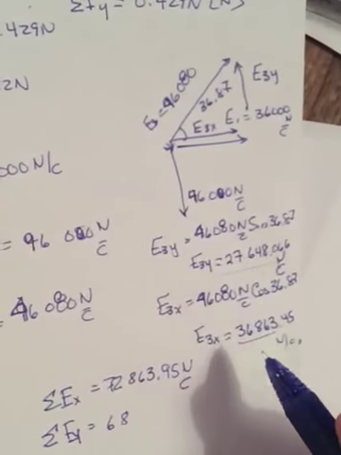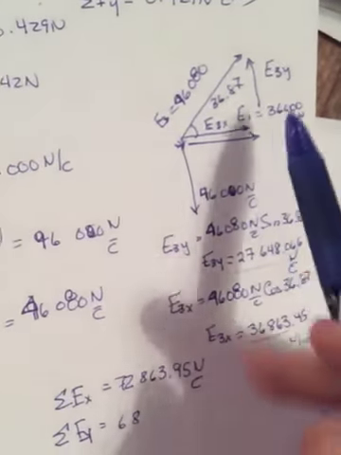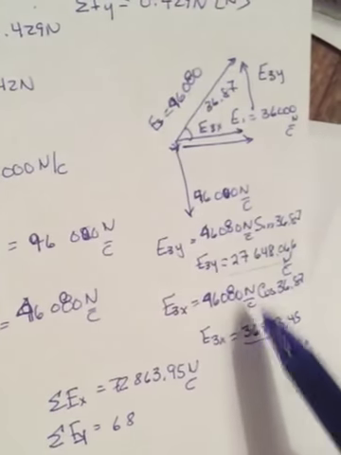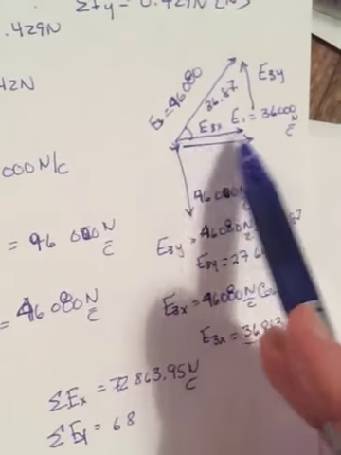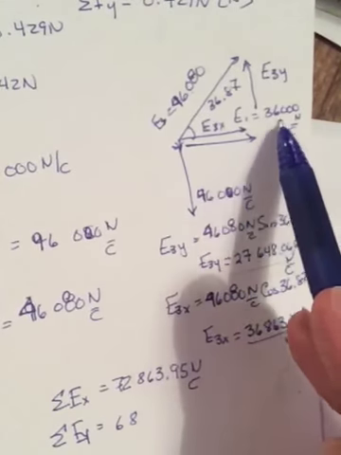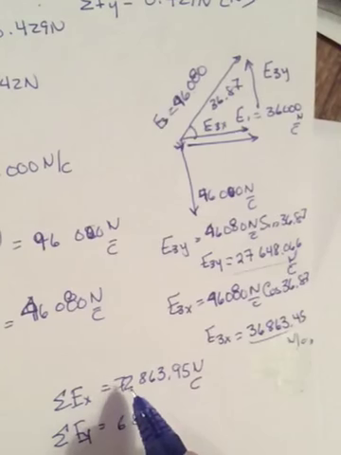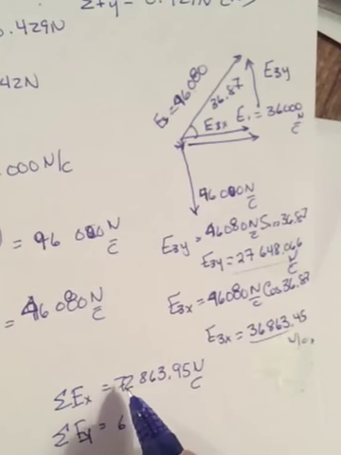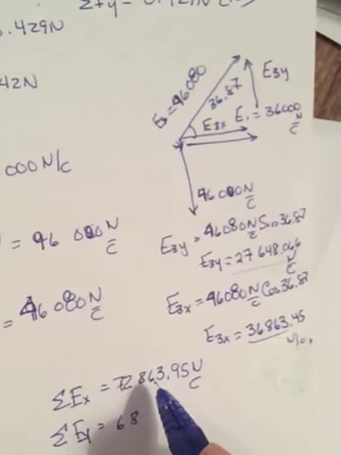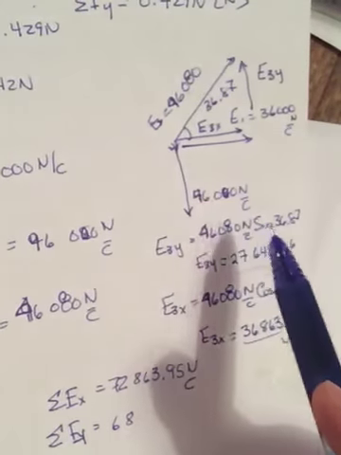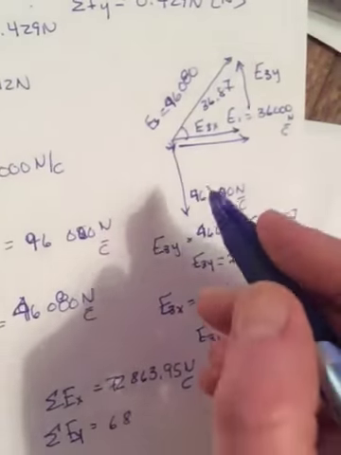So 27 and 36. All right, and so now the x, so the sine and the cos, we get the components. Now we have to add the two x's together. So the 36,000 and this 36,000, and when you do, you get 72,863, and the y's are going in the opposite direction. And so you have to subtract them.